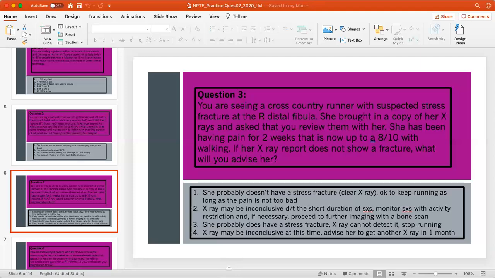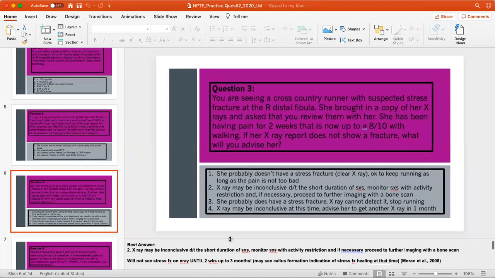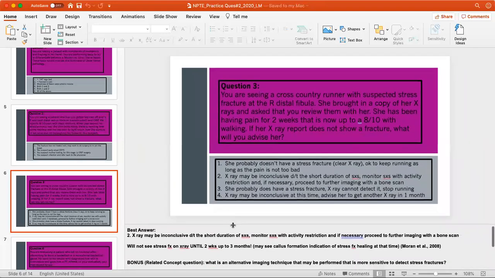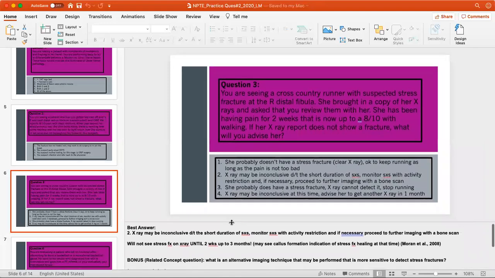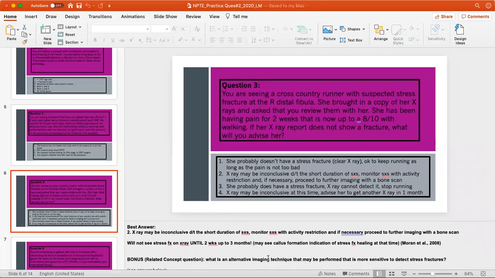Yeah, excellent. I think you're absolutely right. So we know stress fractures don't always show up on imaging early on. It might take 2 weeks up to 3 months. And oftentimes you're not actually seeing the stress fracture itself, you're seeing callus formation. So you're seeing indication of healing from that fracture, not necessarily the stress fracture itself.